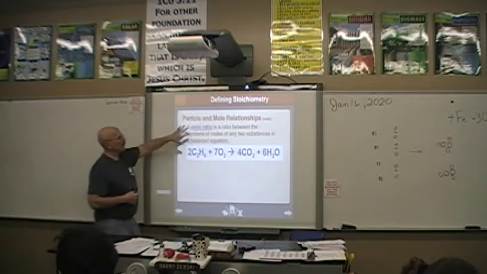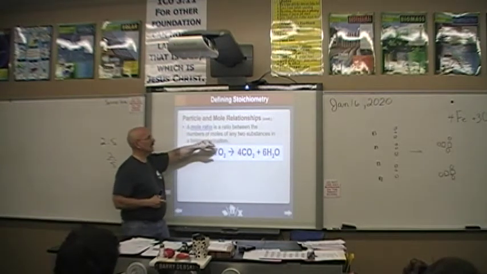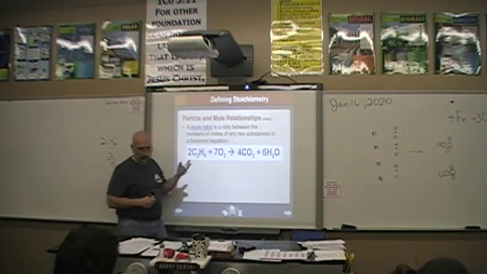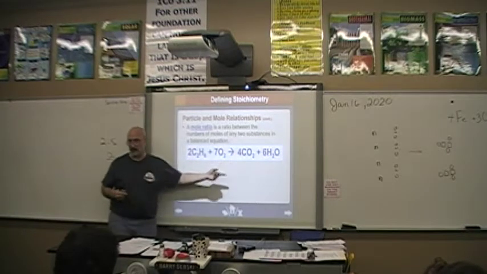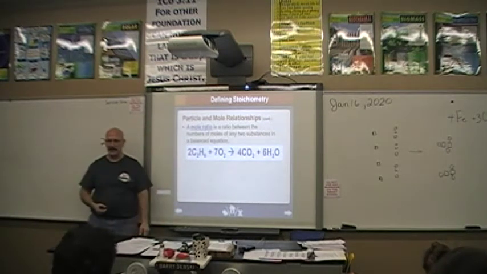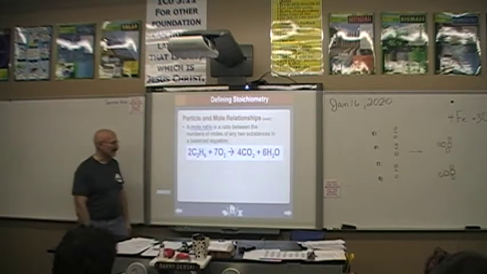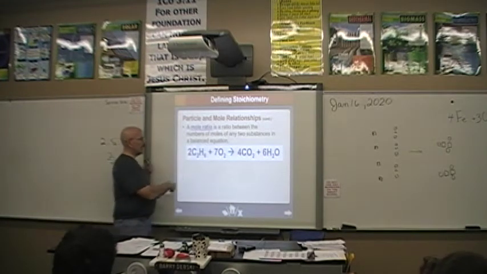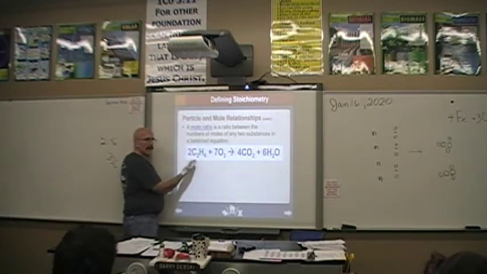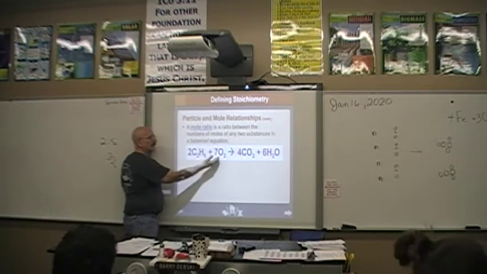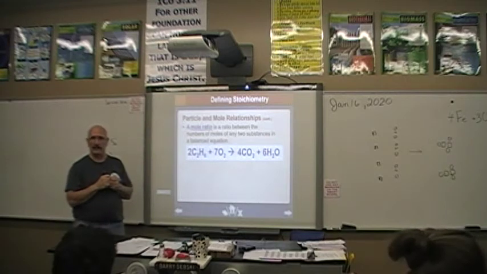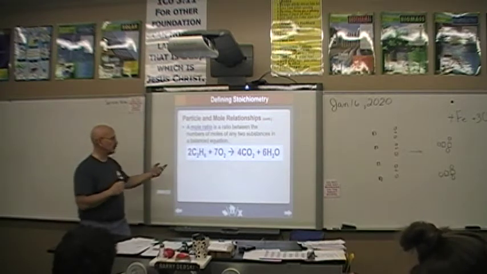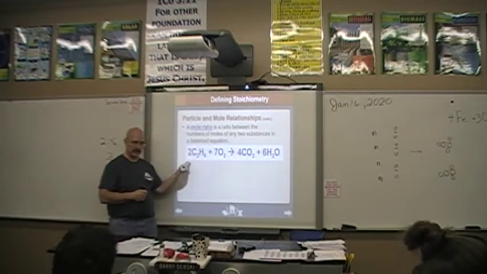So the mole ratio is a ratio between the numbers of moles of any 2 substances, only 2, in a balanced reaction. So this is one of the ones we just did. Cool, ties right into my bell work. Oh, I'm so proud. Okay, and so we would say if I want to burn 2 moles of ethane, I need to have 7 moles of oxygen. For every single atom to react, I would need this exact ratio, 7 of these to 2 of these.